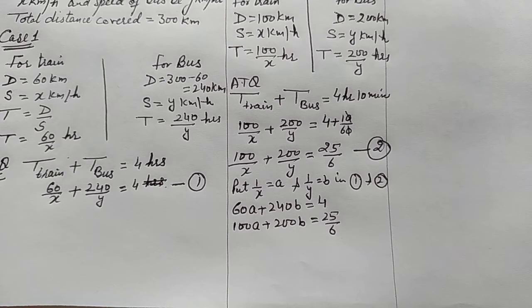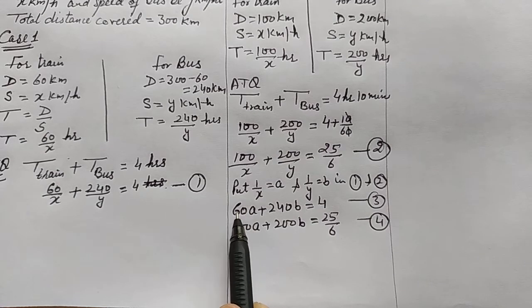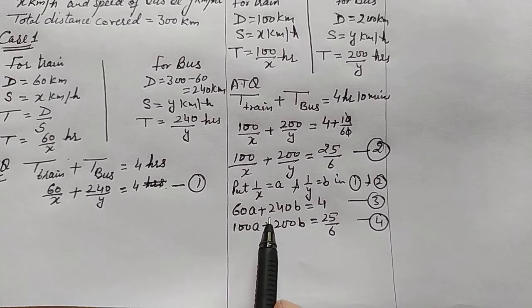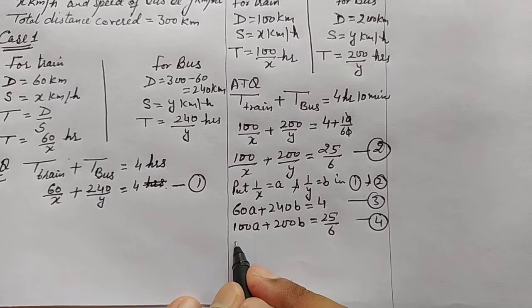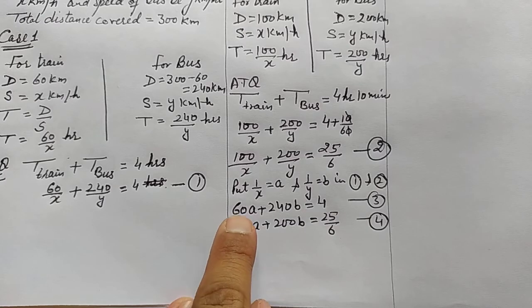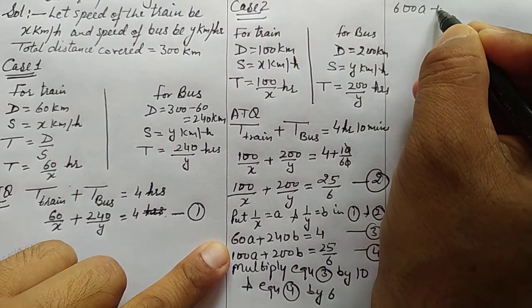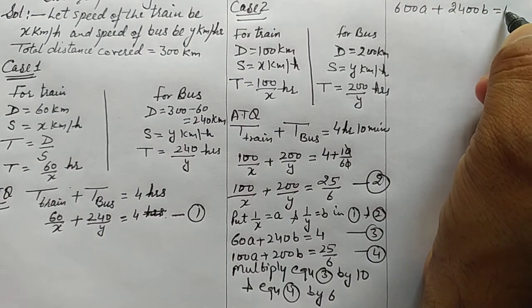So see here, if I multiply equation 3 by 10, I get 600a, and equation 4 by 6, so it will be 600a, and the coefficient of a will be same in both the equations. So this is what we are doing with elimination method. In elimination method, we need to make the coefficient of either a or b same in both the equations. So I multiply equation 3 by 10 and equation 4 by 6. So equation 3 by 10, so it becomes 600a plus 240 into 10 is 2400b is equal to 4 into 10 is 40.